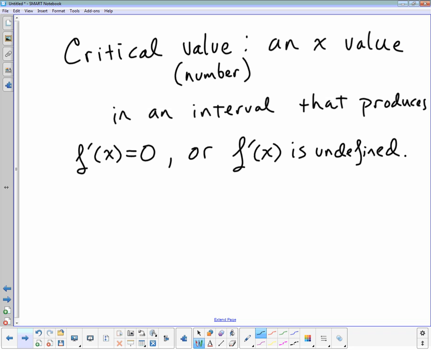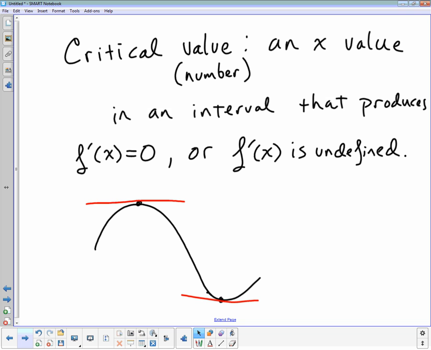So something like this. These two places I have horizontal tangents. Those are both critical values. Whatever x value that is, those are critical values. This is also going to be a critical value. We discussed this once for a minute or two.